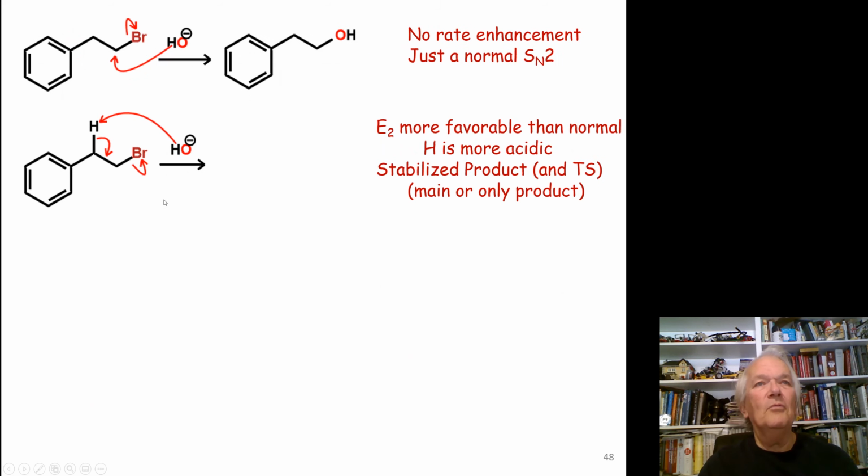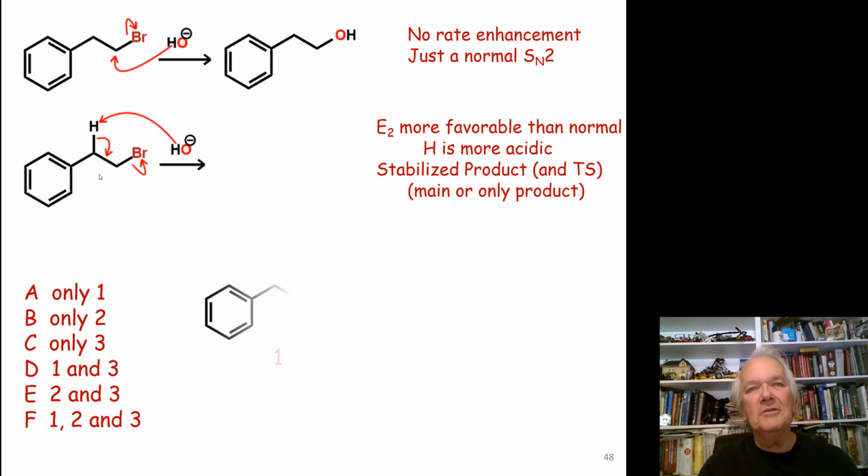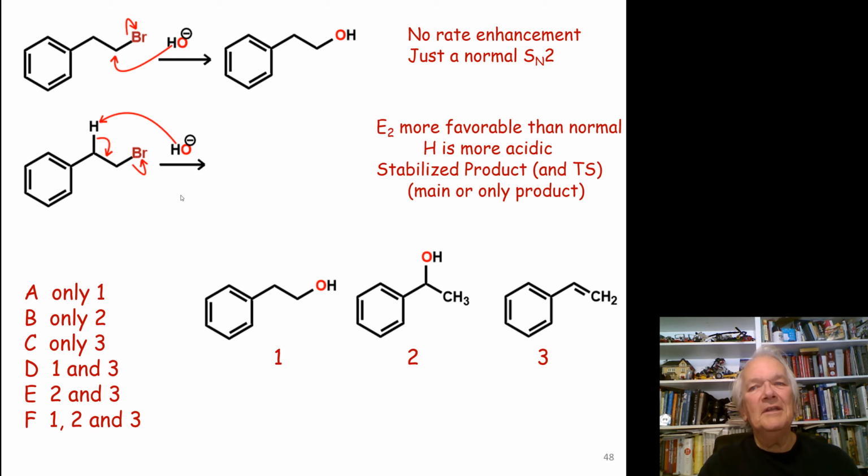And what about if you move the halide out here to the end? Well, out here at the end, the substitution reaction is normal. There's no particular rate enhancement, it's just a normal SN2. But look at this elimination. It's more favorable than normal because that hydrogen's more acidic, because the anion is stabilized by the phenyl ring. So this is more reactive yet. So again, elimination is vastly in favor. These benzylic ones really want to do elimination, not substitution. So the predicted product would definitely be the elimination product.